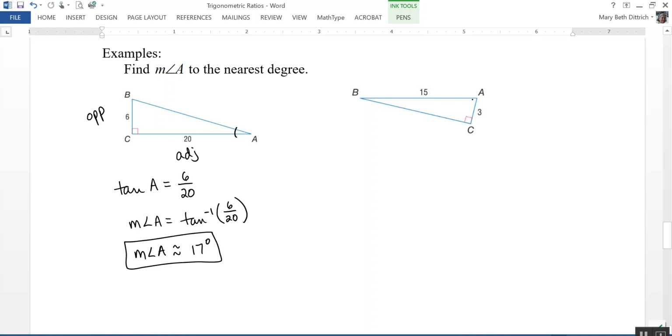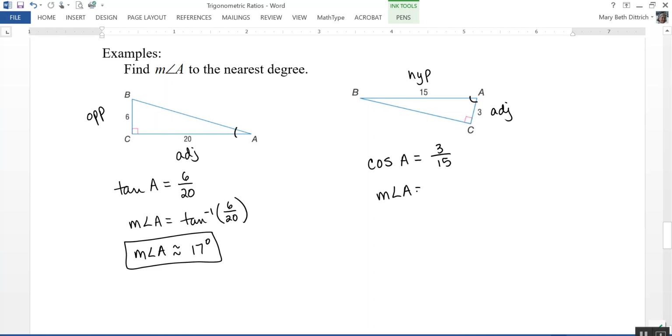Let's try this triangle here. So again, I'm looking for the measure of angle A, so I'm going to mark it. In relation to the whole triangle, 15 is my hypotenuse and 3 is my adjacent. The trig function that uses hypotenuse and adjacent is cosine. So I'm going to say the cosine of A is equal to my adjacent, which is 3, over my hypotenuse, which is 15. Or I can rewrite that, saying the same thing.